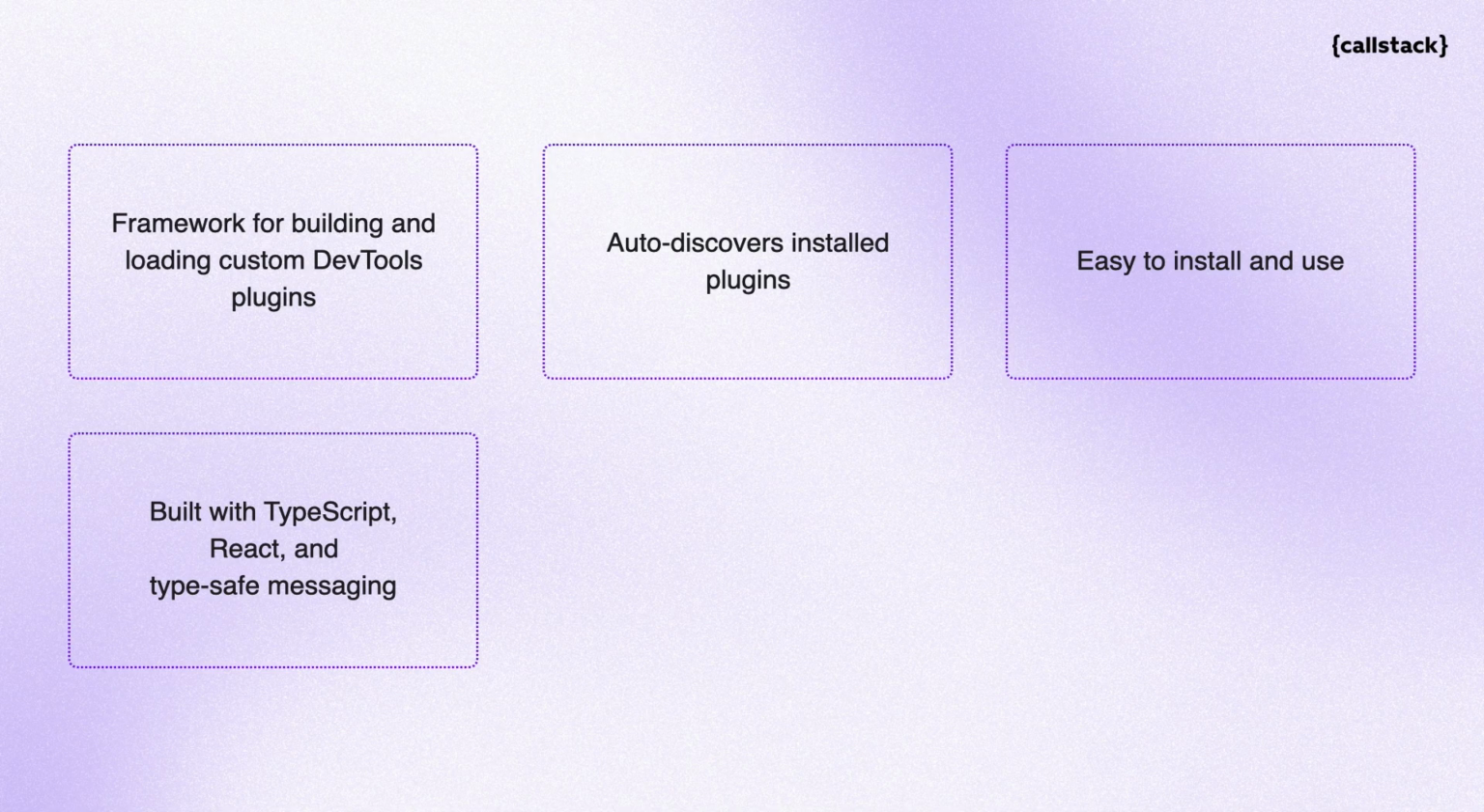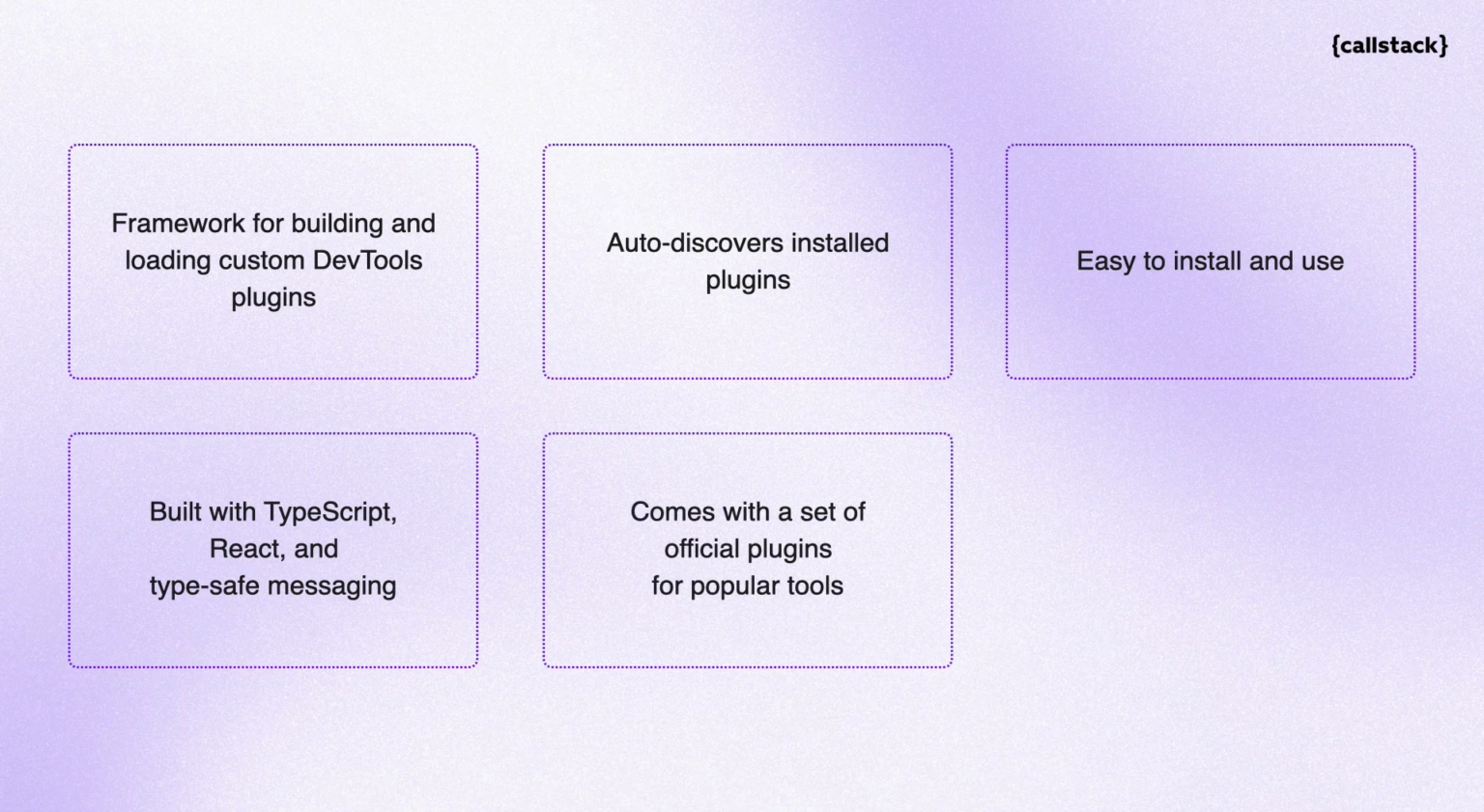And Rozenite is built with TypeScript, as you well know, with React, you also well know, and it provides type-safe messaging, so you don't need to worry that, for example, you will skip some property on one side, for example, in React DevTools and React Native itself.